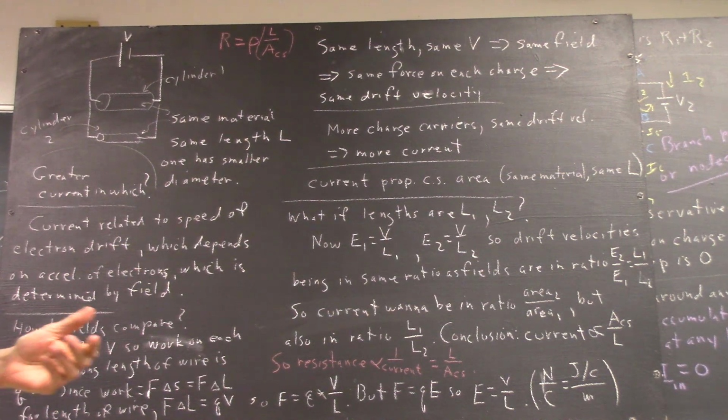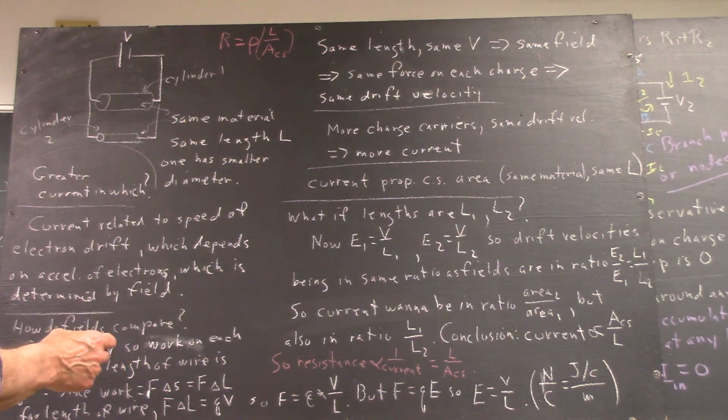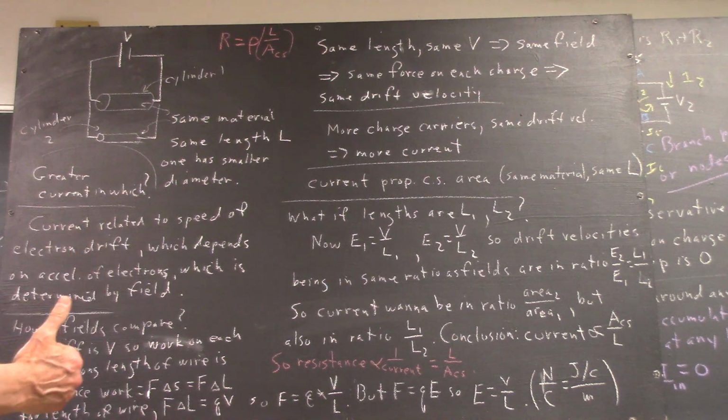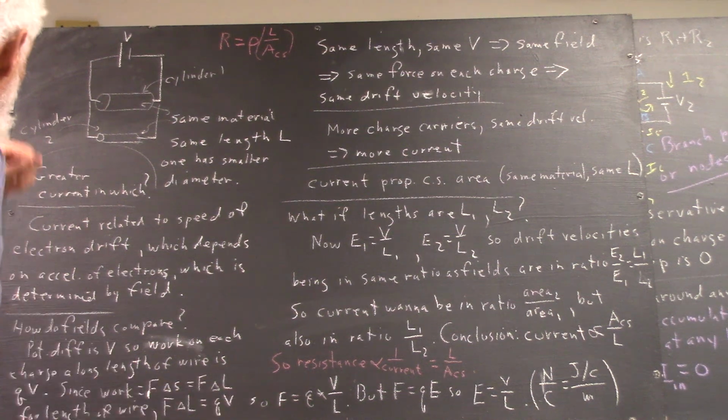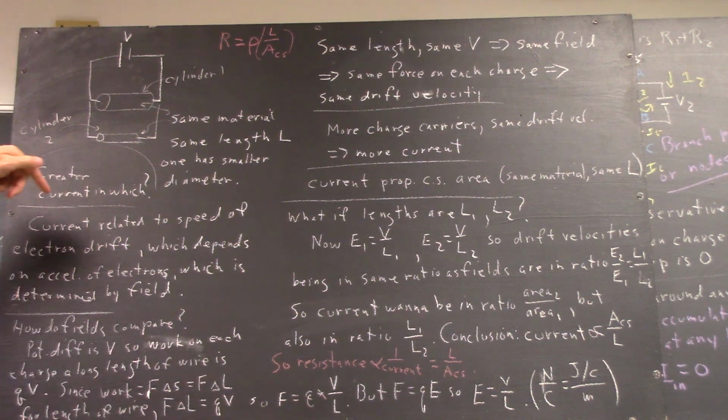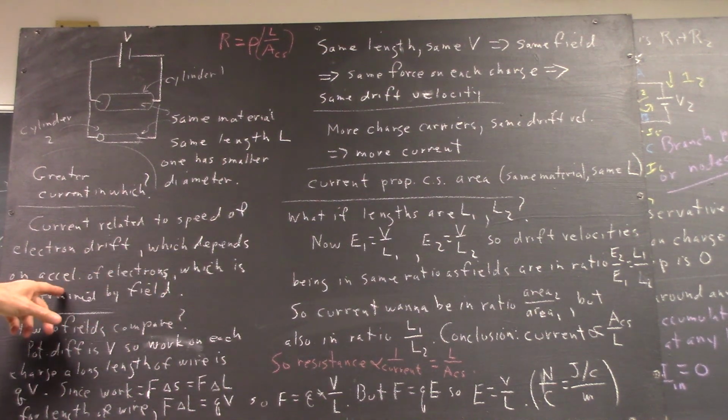Well, we reason this out from basic principles. The current is related to the speed of the electron drift. Now the speed of the electron drift doesn't totally determine the current, but clearly how fast the electrons drift is going to in some way be important for figuring out how many electrons pass a given point per unit of time. So, current's related to the speed of the electron drift, which in turn depends on the acceleration of the electrons.